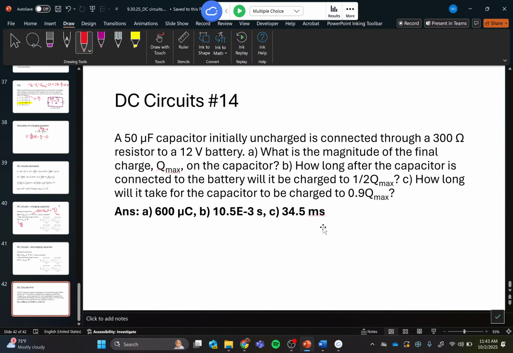All right, so let's apply this really quickly. I don't know if we'll be able to solve it in time, but we'll try. It's an easy problem. A 50 microfarad capacitor is connected through a 300 ohm resistor to a 12 volt battery. What's the magnitude of the final charge of the capacitor? I want Q max. What is Q max going to be? Let's derive it really quick from the equation. Q of t equals Q max times 1 minus e to the negative t over RC.